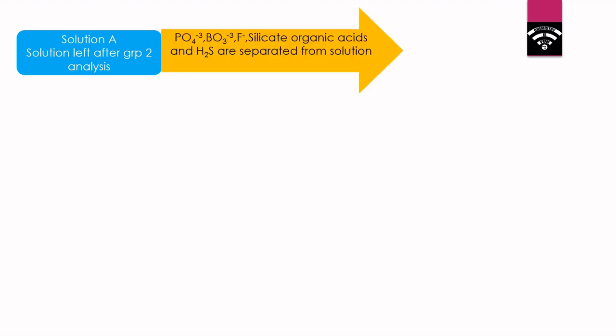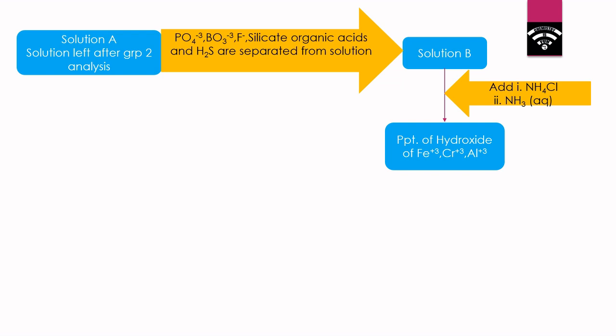So let's start the analysis. Here is solution A, which is left after the group 2 analysis. Phosphate, borates, fluorides, silicates, organic acids and hydrogen sulfide are separated from the solution, and we find solution B. I name it solution B.